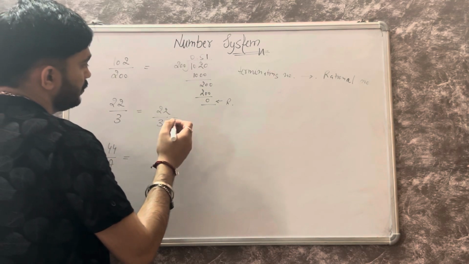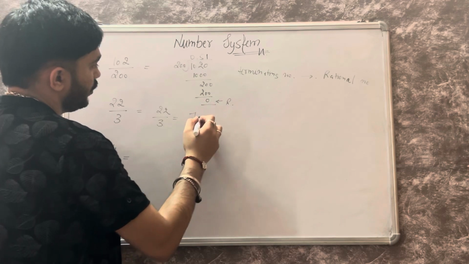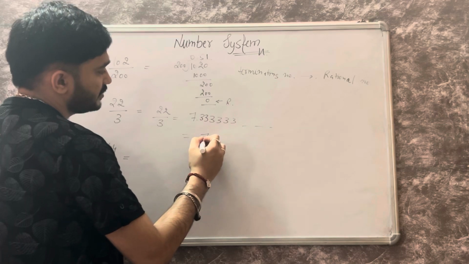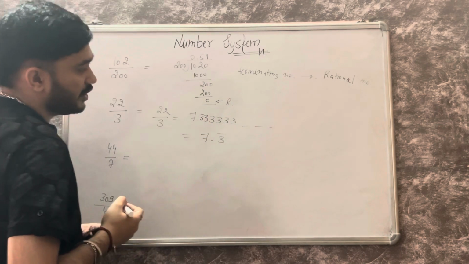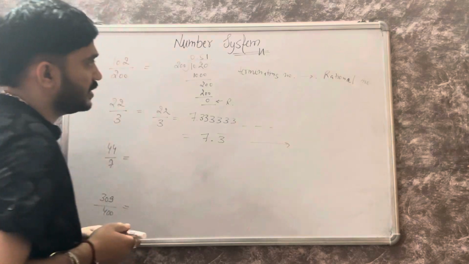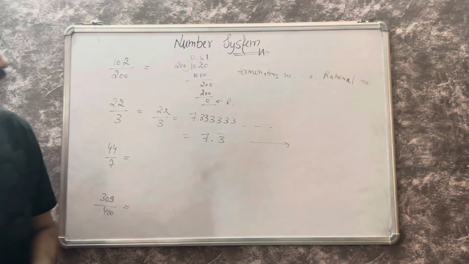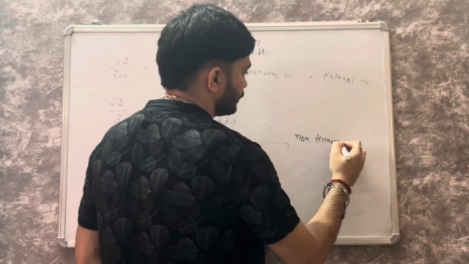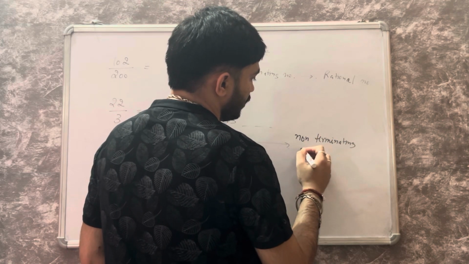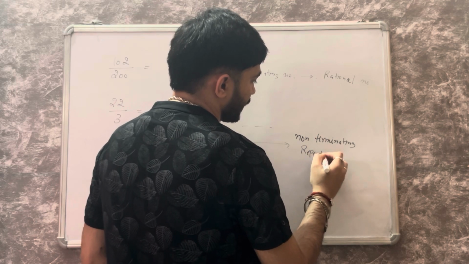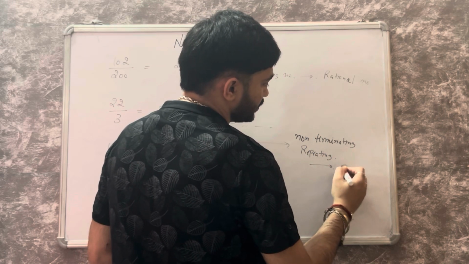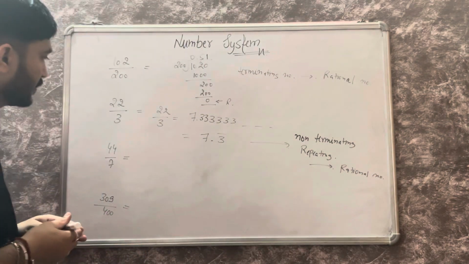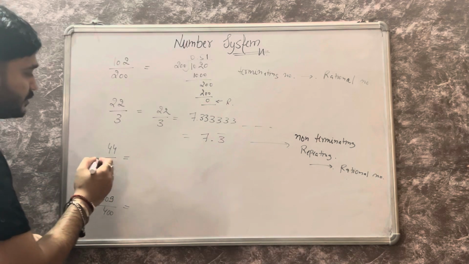So the answer will be almost 7.33333. How are we going to write this? 7.3, since the 3 is repeating, so bar on this. We know that this is a type of which number? This is a type of non-terminating repeating, and these type of numbers are also rational numbers. Any doubt? Let us see the third example, that is 44 upon 7.